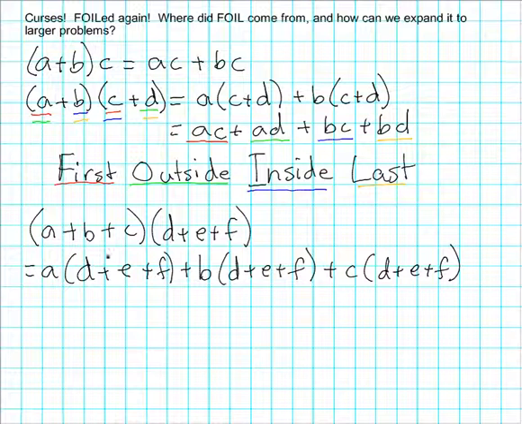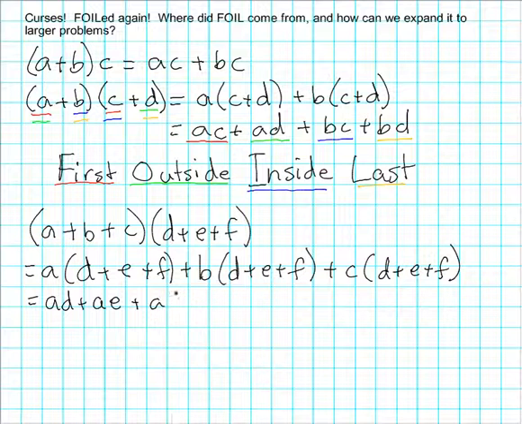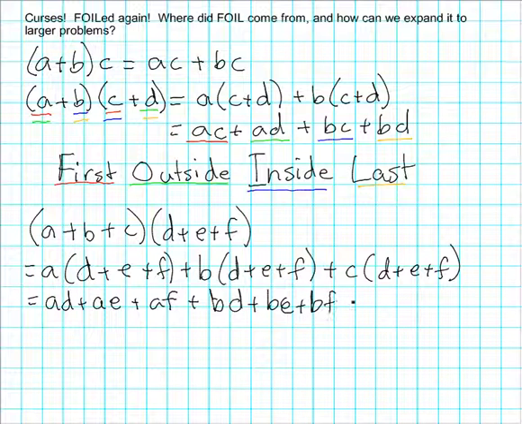Now I'm going to distribute the A and the B and the C into their respective quantities, like this. AD plus AE plus AF plus BD plus BE plus BF plus CD plus CE plus CF. Okay.